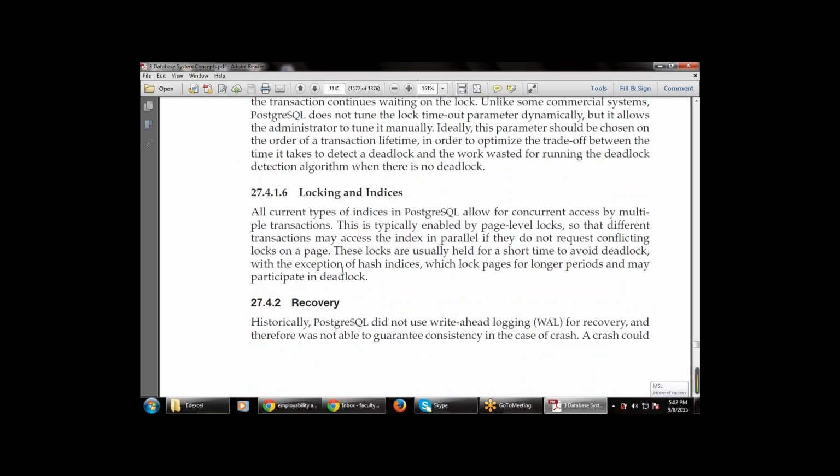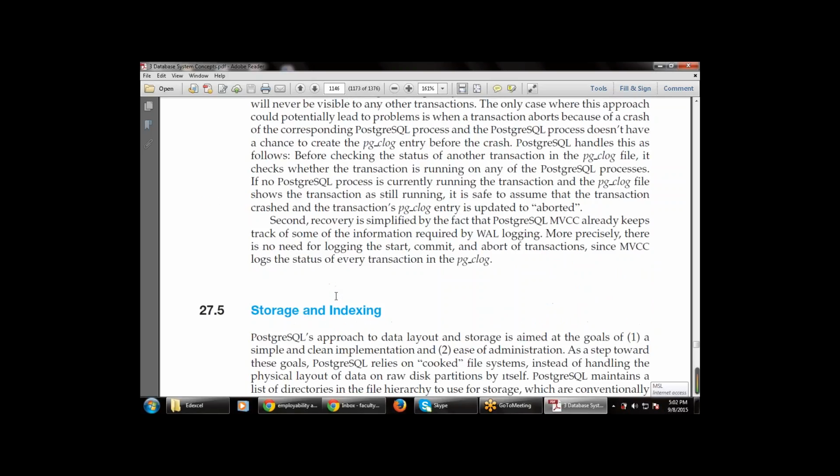The next is the recovery. Historically, PostgreSQL did not use write-ahead logging, that is the WAL, for recovery, and therefore was not able to guarantee consistency in the event of a crash.